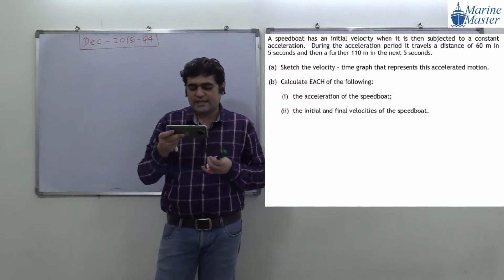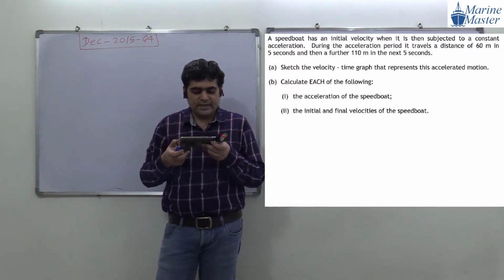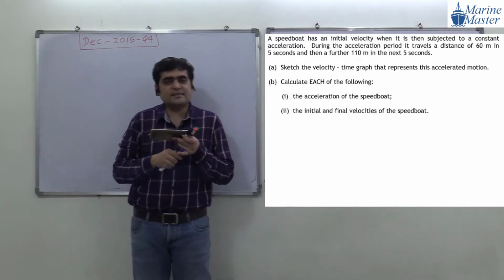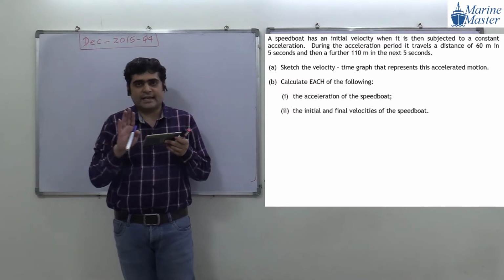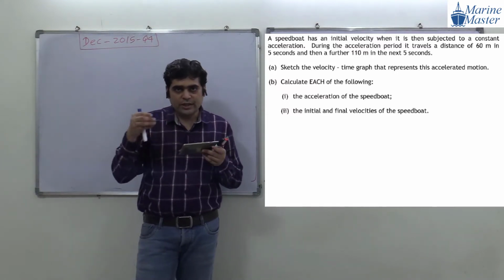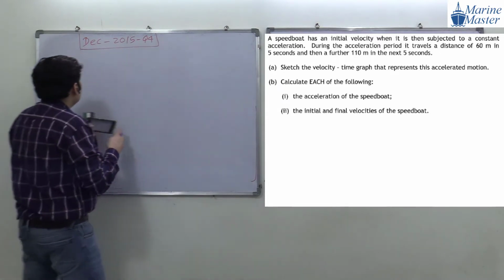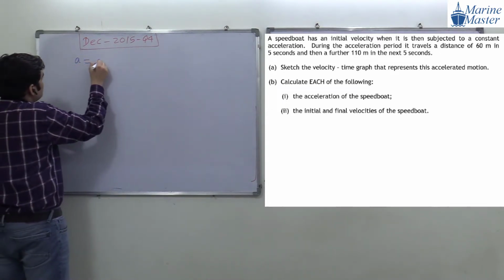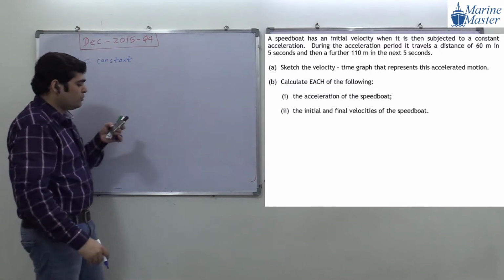A speedboat has an initial velocity. Try to see the scenario. What they are saying in the question is that a speedboat has some initial velocity when it is subjected to a constant acceleration. Here, throughout the journey, acceleration is constant. And whenever acceleration is constant, we can apply the equations of motion.